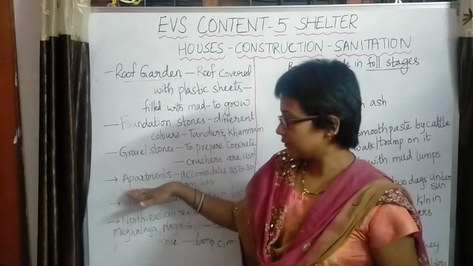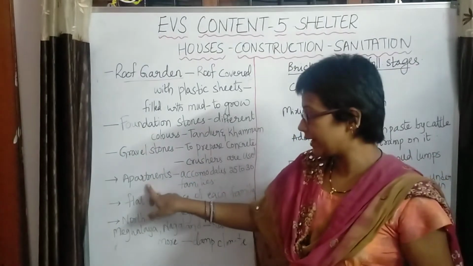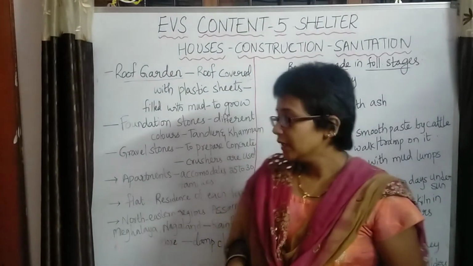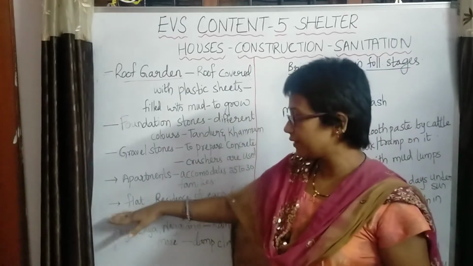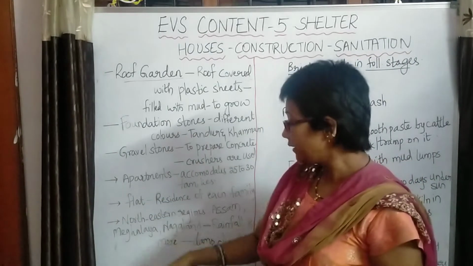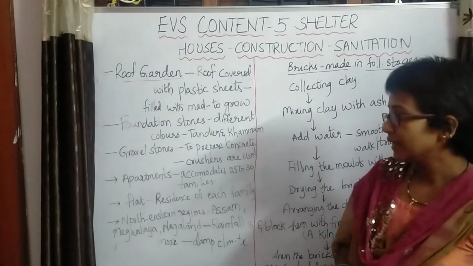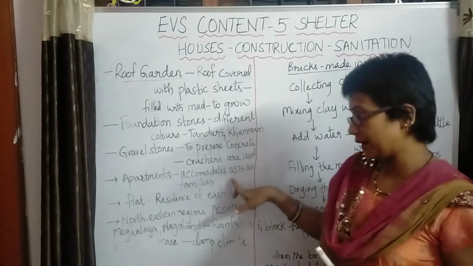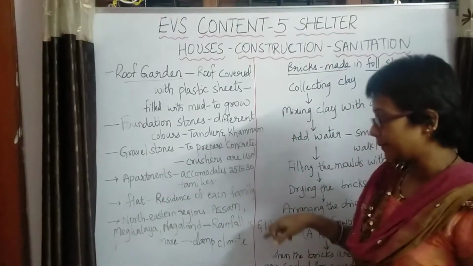Next word is apartments. So what are apartments? Apartments are the area or the houses which accommodate 25 to 30 families. In that apartment, a single house where a family lives is called a flat, and this flat can be defined as the residence of each family. So an apartment accommodates 25 to 30 families, and a flat in the apartment is a residence of each family.